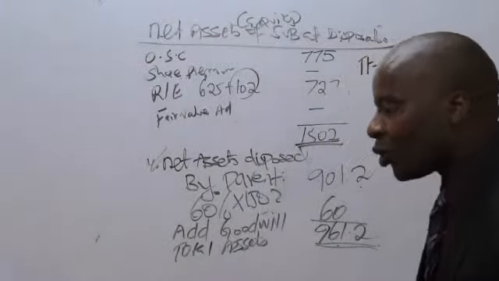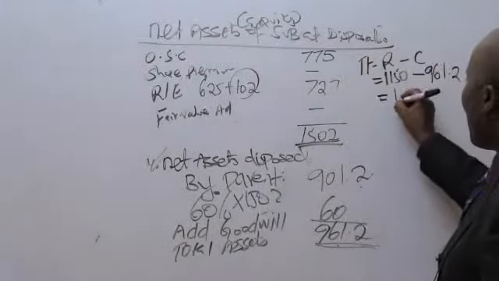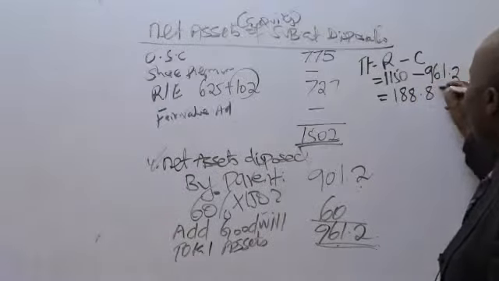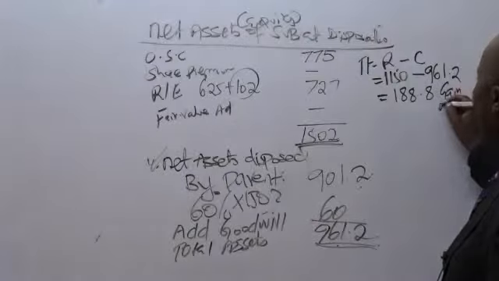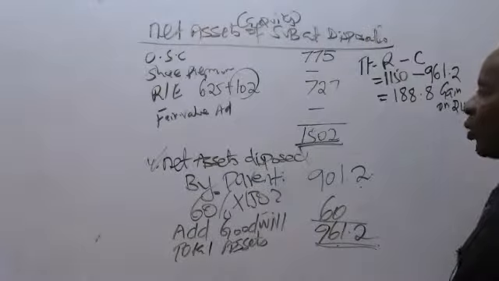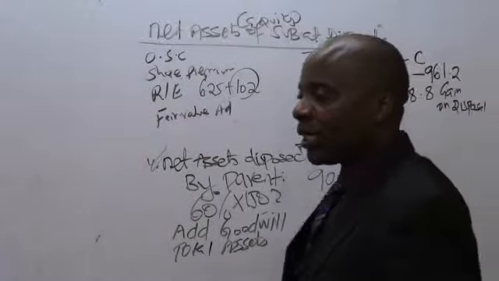So gain on disposal, I'm being told it is positive 188.8, which is a gain on disposal.